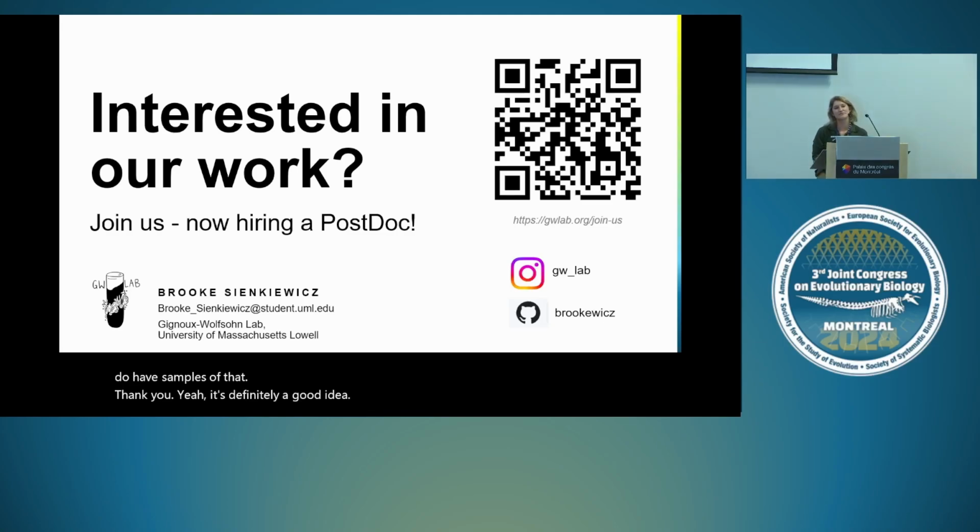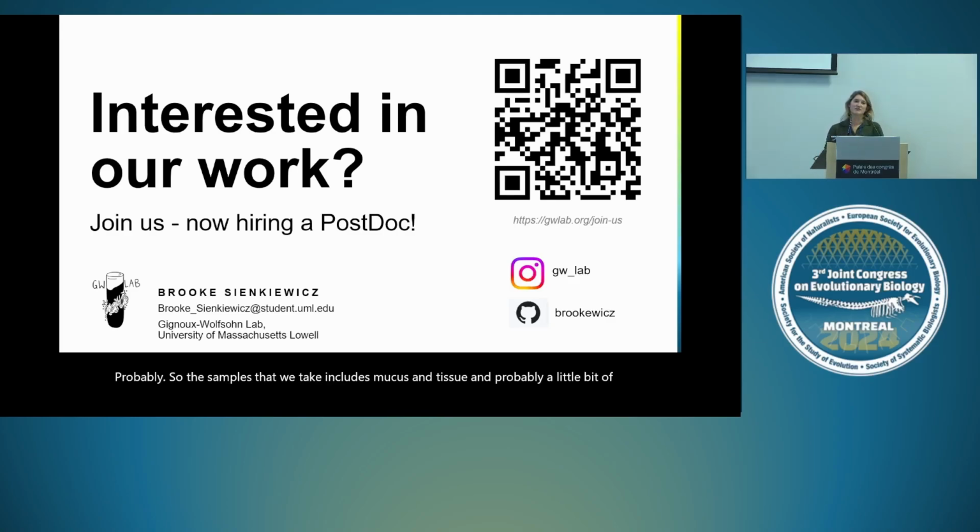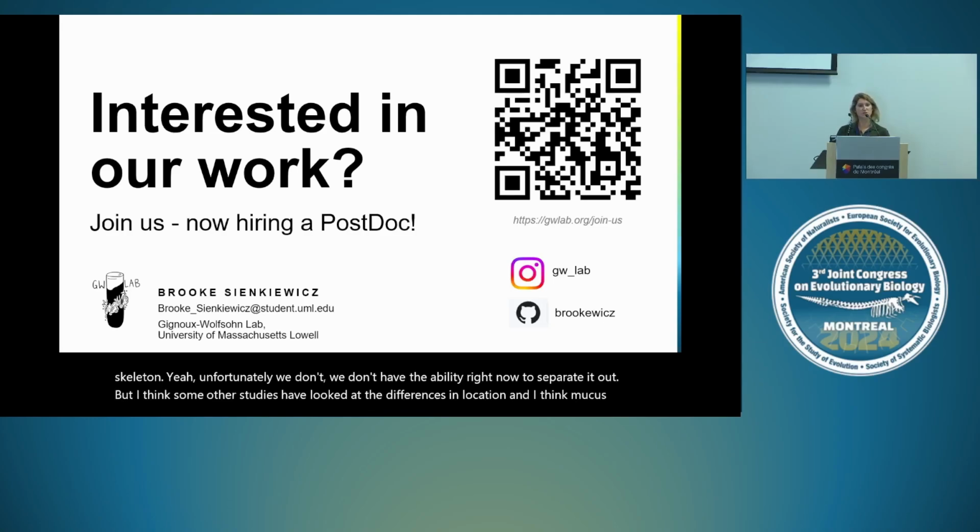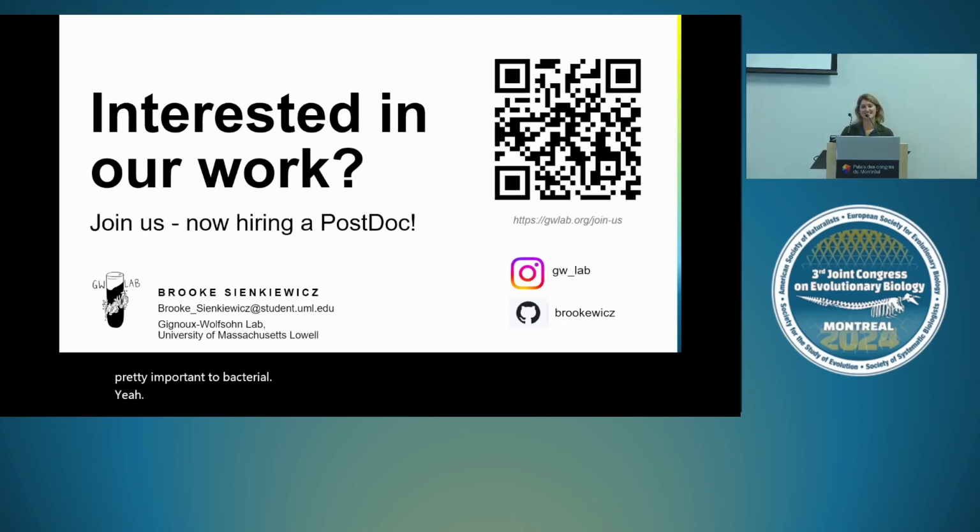Is there something about their mucus composition or something on the outside of the corals that's fostering those two different bacterial communities that you find? Probably. The samples that we take include mucus and tissue, and probably a little bit of skeleton. Unfortunately, we don't have the ability right now to separate it out. But I think some other studies have looked at the differences in location, and I think mucus is pretty important to bacteria.